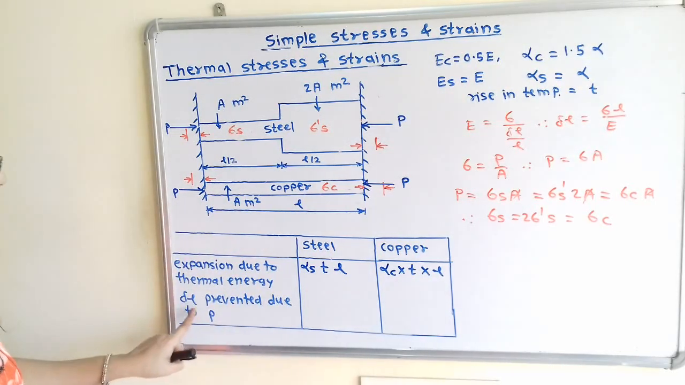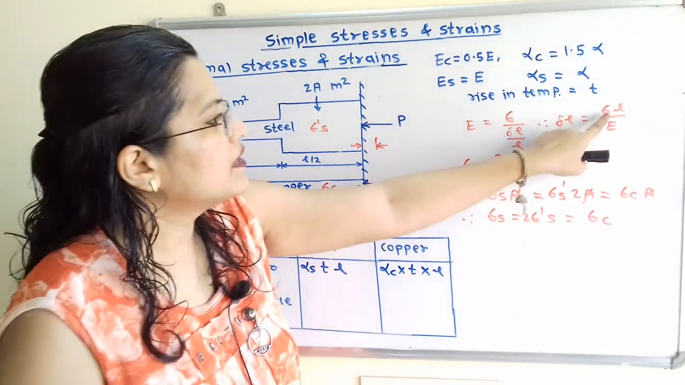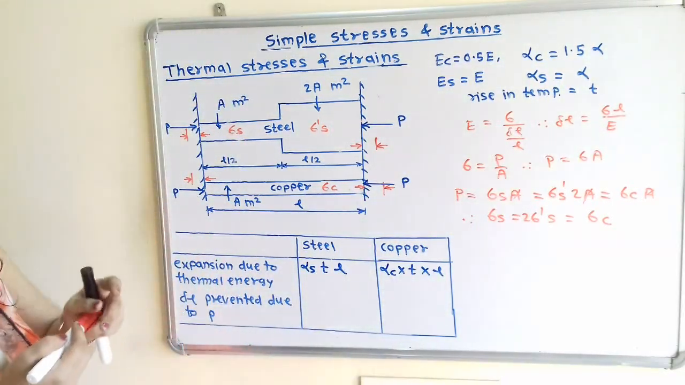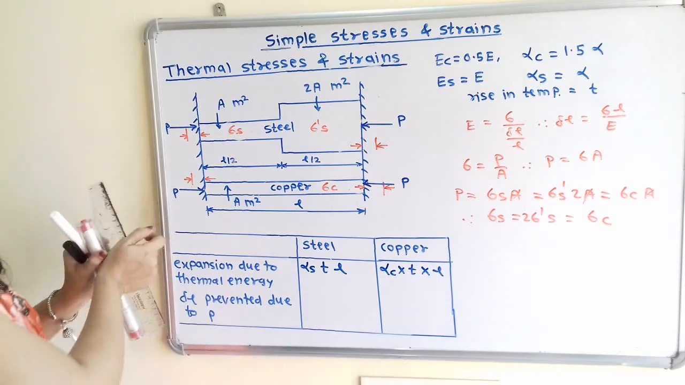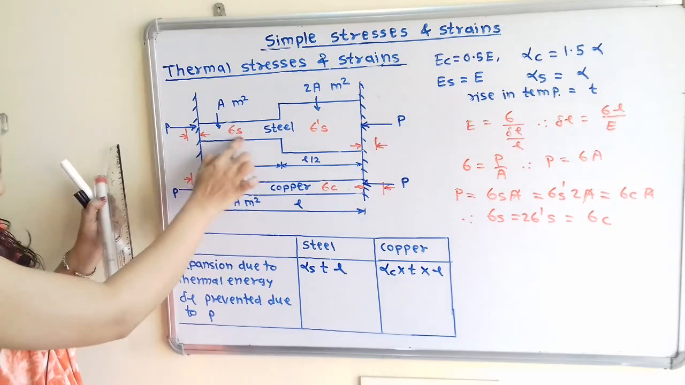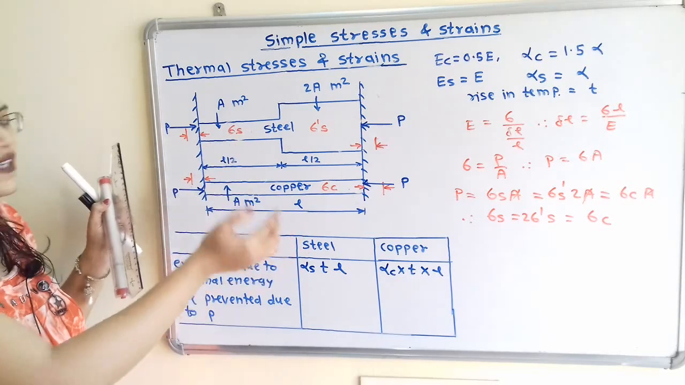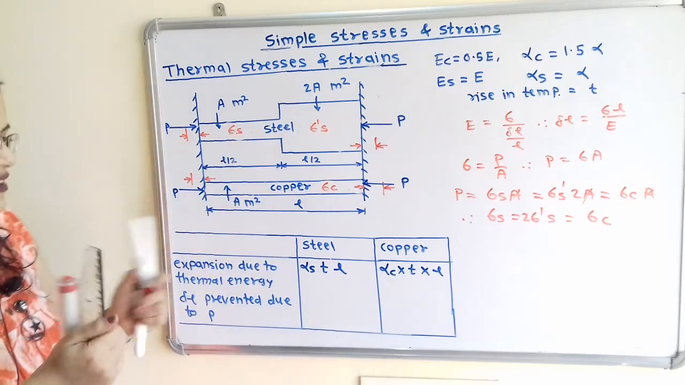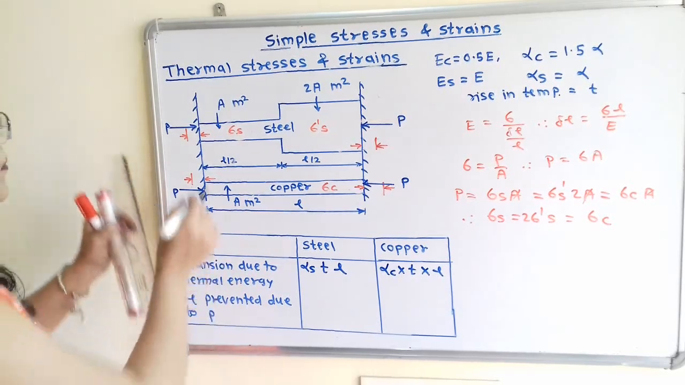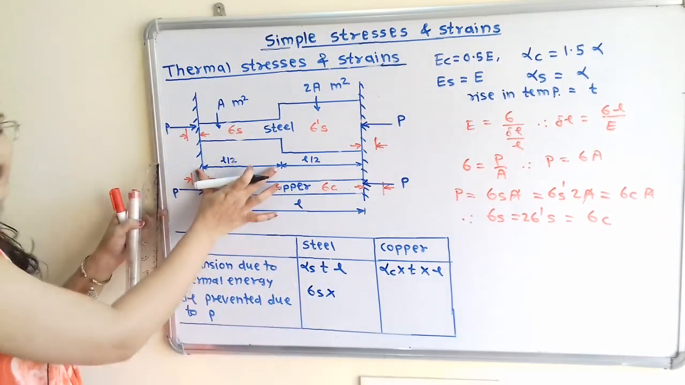Now we will fill in the delta L prevented due to the mechanical applied force P. So we have the formula sigma multiplied by original length divided by E. Now for steel, for the first half portion we write sigma S, and the length is L by 2, and E, the value of E for steel is mentioned in this question, so we will write it as ES. So I will write here sigma S multiplied by the original length L by 2.